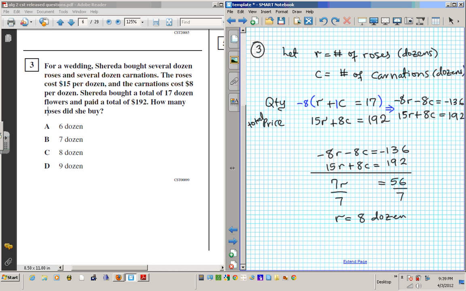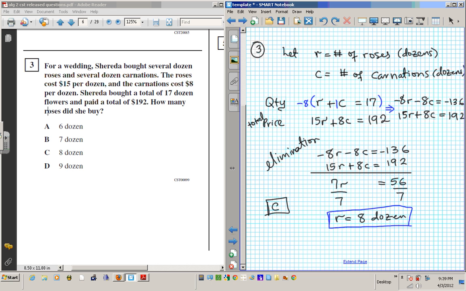So it's all about creating opposites using the LCD as a trick, and then eliminating the one you don't want. Okay, so you have 8 dozen roses. Your answer for this one is C. Alright, so this method is called elimination. Alright, let's move on to the next example.